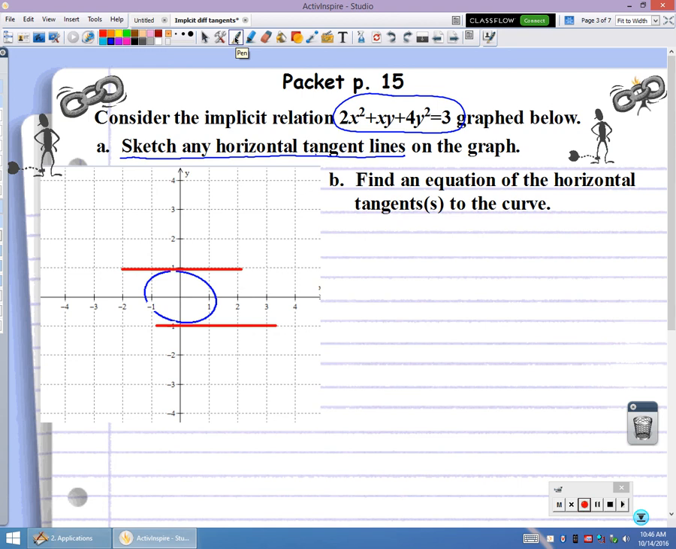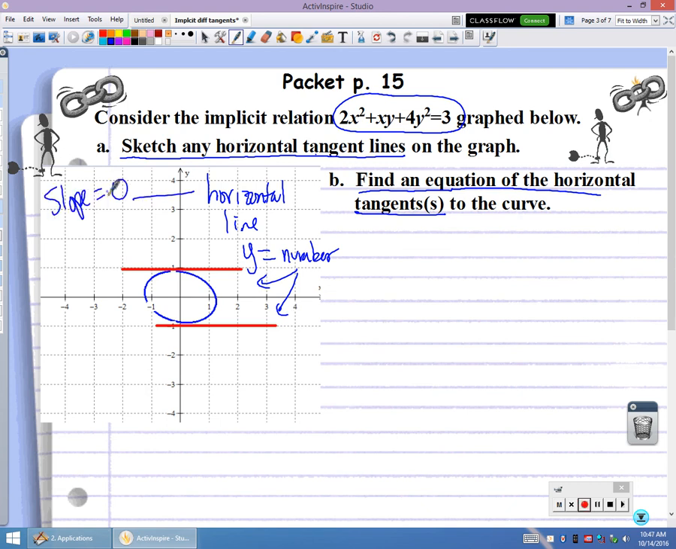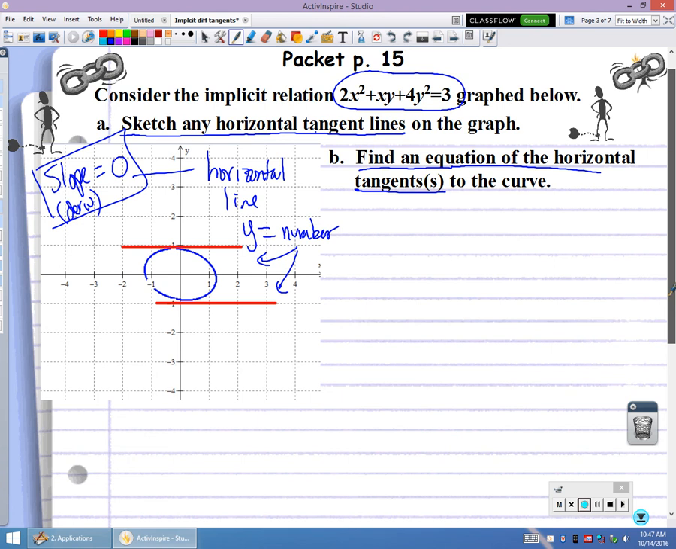I know in letter B, when I actually find the equation of the horizontal tangents, first of all, remember that the equation of a horizontal line is a y equal to equation. It's going to be y equal to the y value that the line goes through. We know that we're going to be looking for 2 different lines and looking for those equations. We also know that the slope is equal to 0, and that's where the calculus comes in, because slope would be where the derivative is equal to 0, which implies I need the derivative of this implicit relationship, which we've already learned how to do.